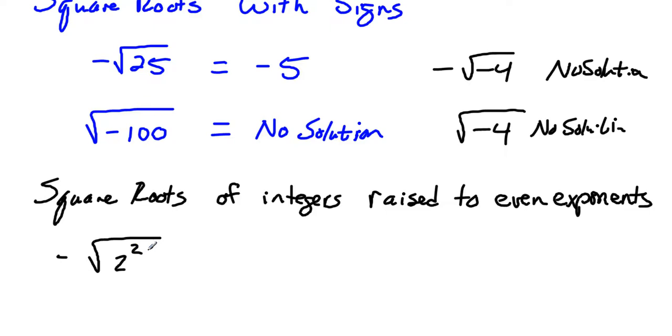And you can do this one in one of two different ways. If you think about 2 squared, 2 squared is 4, right? But what is the square root of 4? Just 2. And again, that negative is on the outside, so it doesn't impact it, so the answer would just be negative 2.